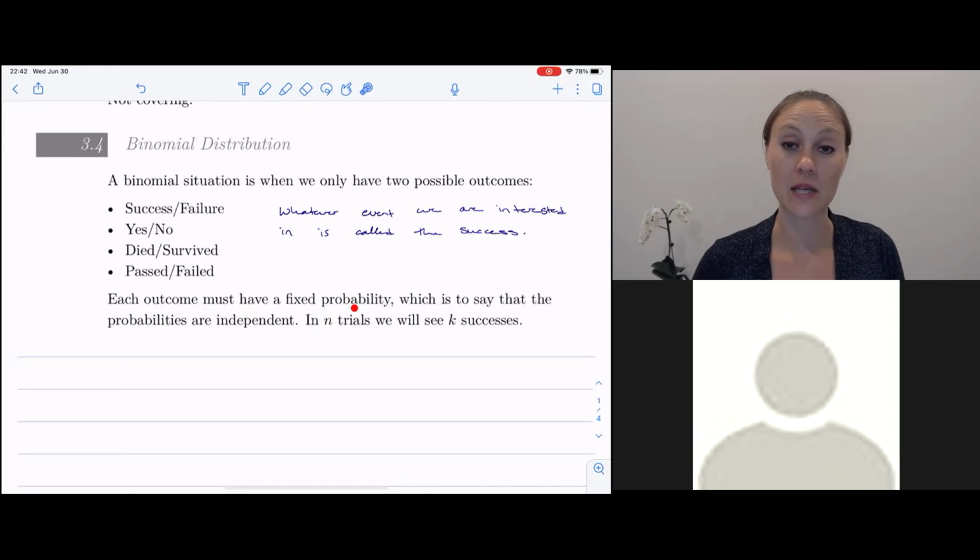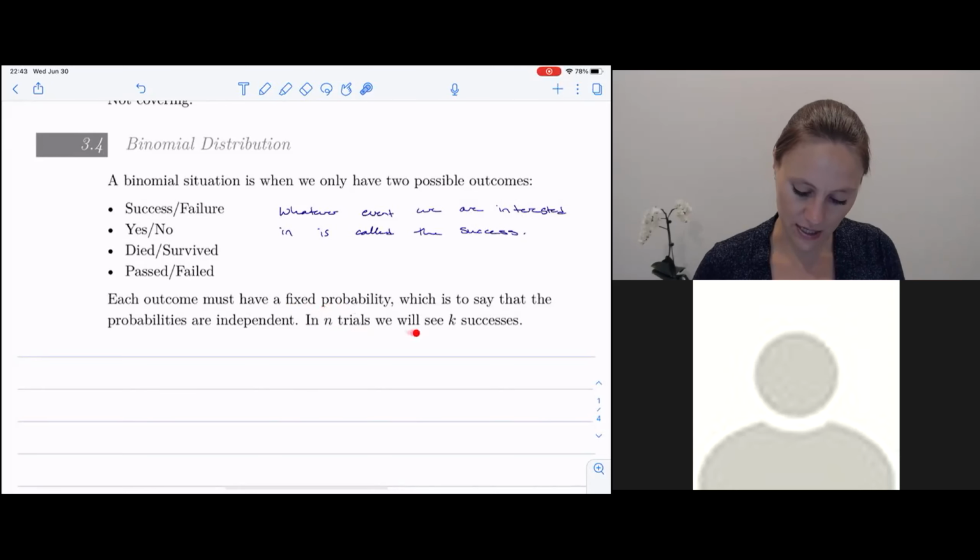So each outcome has to have a fixed probability, which means what? It means that all the outcomes have to be independent of each other, right? Independence has to do with the probability. Knowing that one outcome happened doesn't affect the probability of the next outcome, right? It stays the same, and that's the definition of independent events. And so each outcome has to have a fixed probability. Really what we're saying is these probabilities have to be independent, or these events have to be independent.